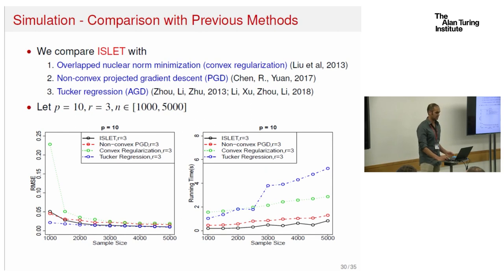So we can see that in terms of mean squared error, we're doing okay. This is p equals 10, so we're not getting that big here. R is 3, and this is all for order 3 tensors. We're doing reasonably well compared to other methods in terms of mean squared error, and a lot better in terms of computation. Here we're probably not seeing the full advantage because p is still relatively small.